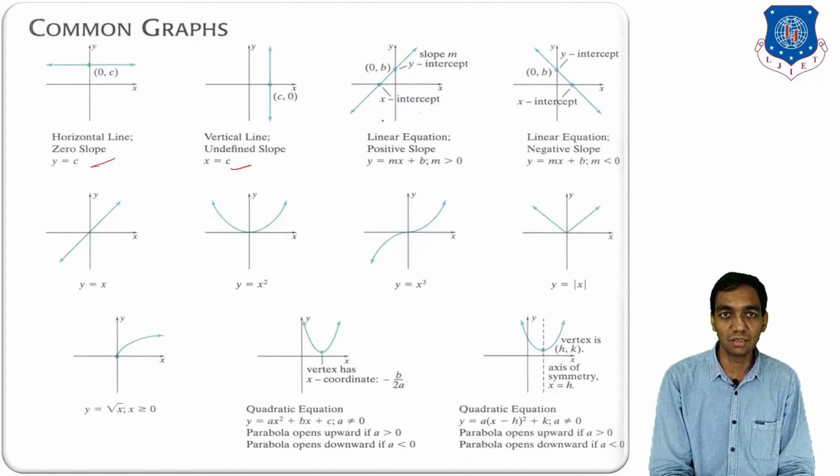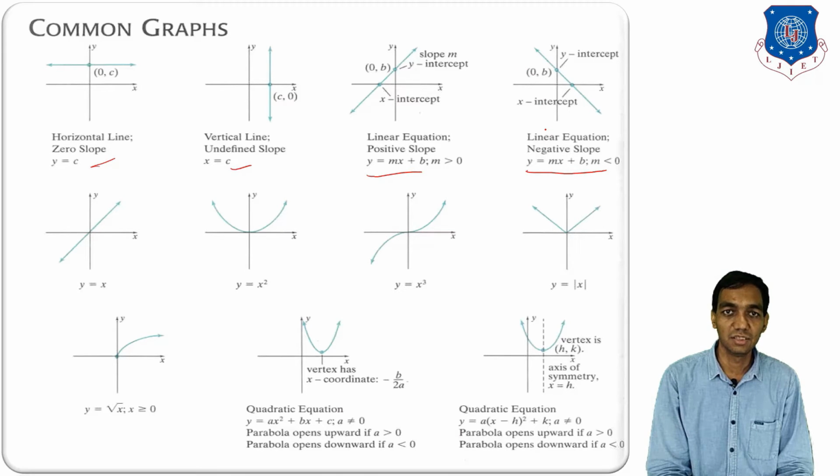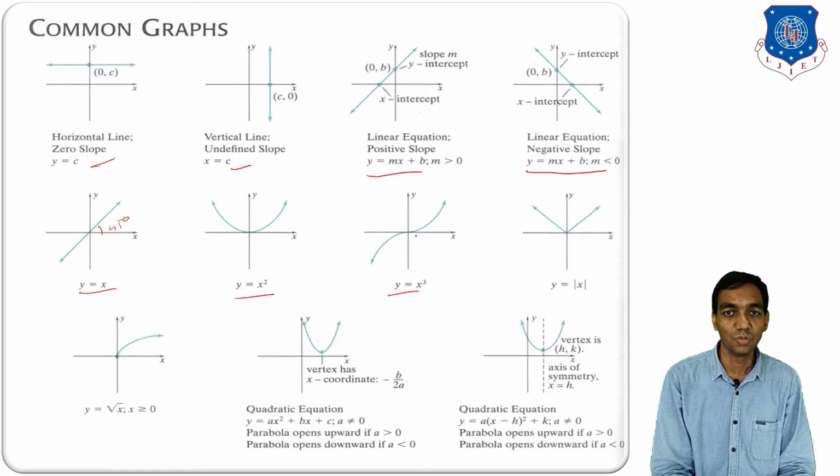Same manner, the third line we have taken is y is equal to mx plus b, where m is nothing but the slope of your line. In the same manner, if you have negative slope, where m is less than 0, then your line is like this. Now y is equal to x is a line having a 45-degree angle. This is a parabola along the positive y-axis, y is equal to x square, and this is the curve of y is equal to x cube.